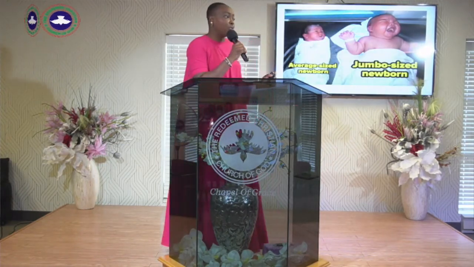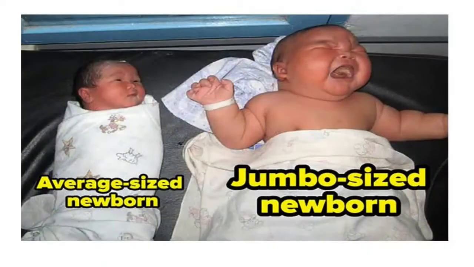Now, this is also a diagram showing you the difference between a baby that has macrosomia and an average size. Both of them are newborn, but you can see one is bigger than the other. So this is the average size newborn, and then this is the baby from a mother with gestational diabetes.